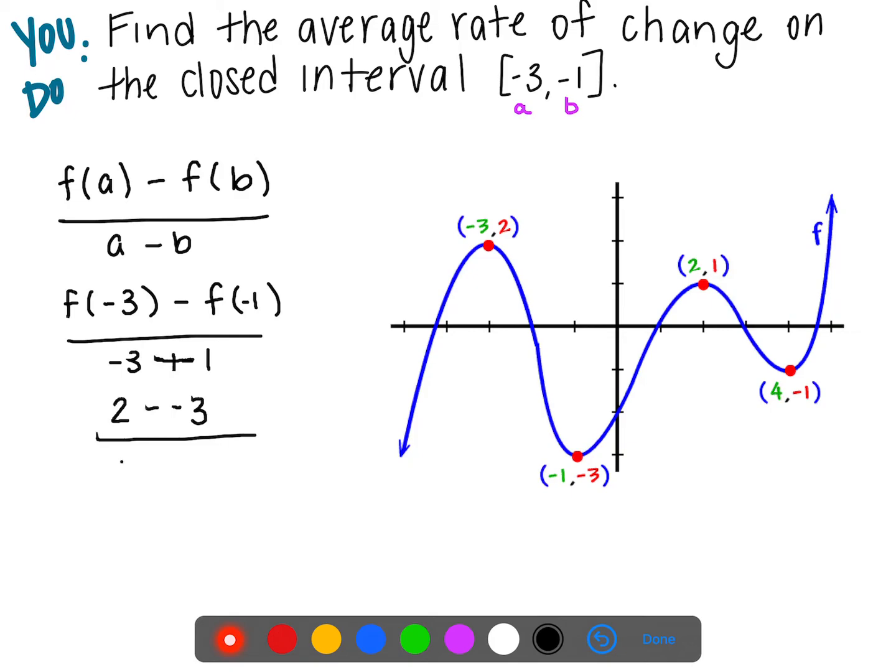And then I have -3 plus 1. And then I'm just going to simplify. 2 minus -3 is like saying 2 plus 3. Gives me 5. Yes? Your attendance didn't come through? Oh, sorry. Thank you. And then -3 plus 1 is -2.